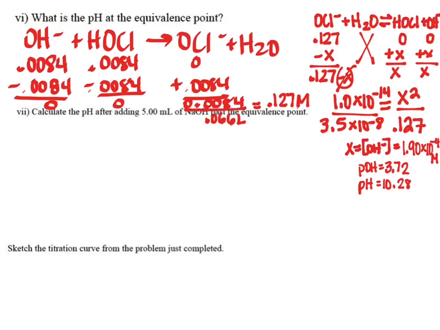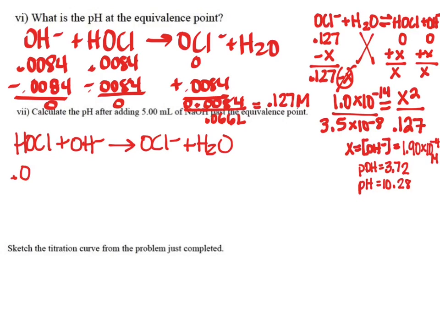So let's react our HOCl with our hydroxide. We start out with 0.0084 moles of HOCl. Our hydroxide is going to be 47 mLs times the 0.2 molar. So 0.0094 moles.